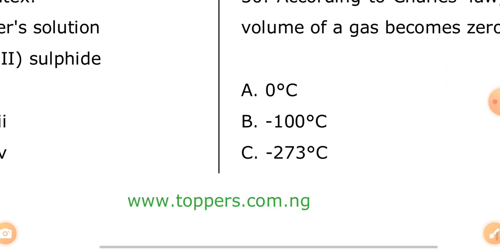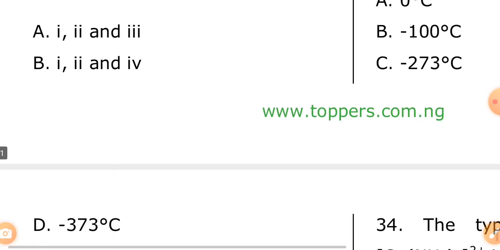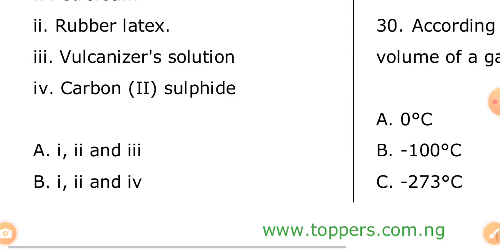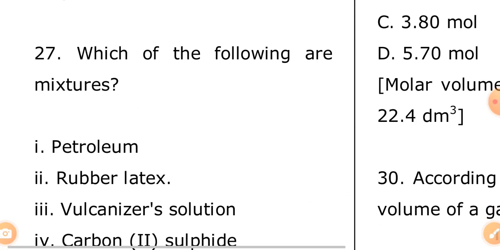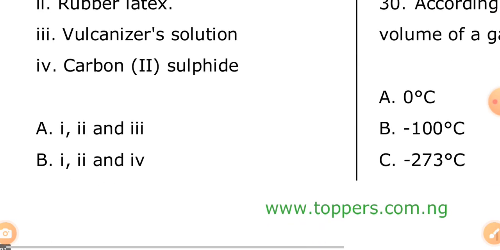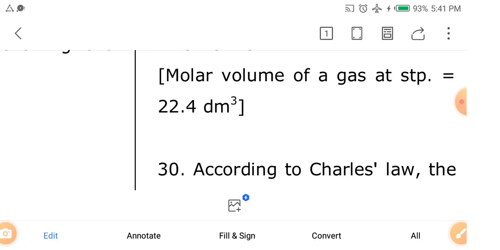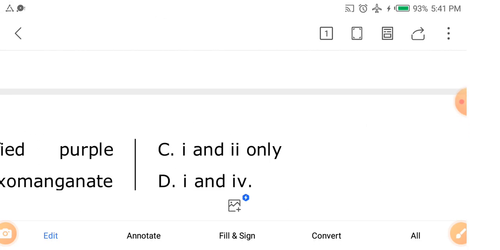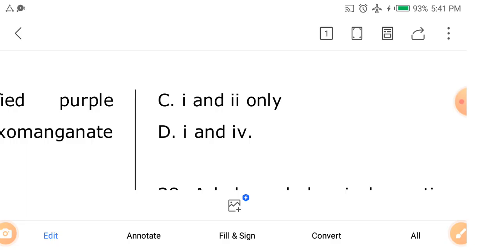In the next video, we are going to continue with what? Remember that question 27. Which of the following are mixtures? I. Petroleum. II. Rubber latex. III. Vulcanizer solution. IV. Carbon 2 oxide. Option A is I. Option B is I and IV. Option C is I and II. Option D is I and IV. I want you to slowly watch this video so that you can pinpoint this question and answer.